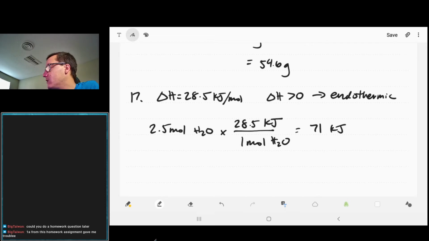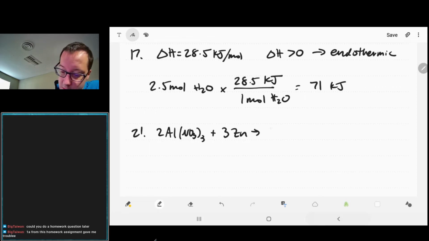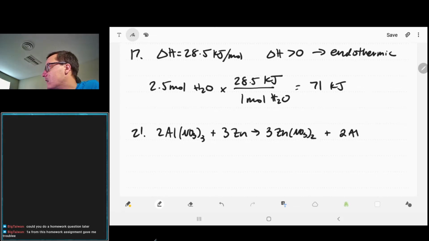That was 17. The next is 21. The next stoichiometry problem. Alrighty. Okay, so how much aluminum is produced if that much zinc reacts completely? Okay, so we have aluminum nitrate plus zinc turns into zinc nitrate plus aluminum. I've balanced it as I've gone.